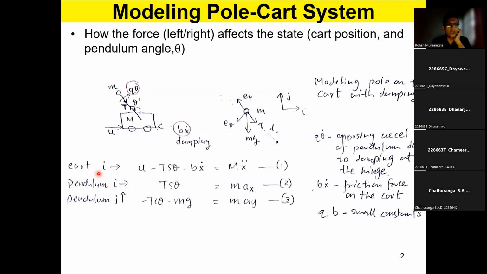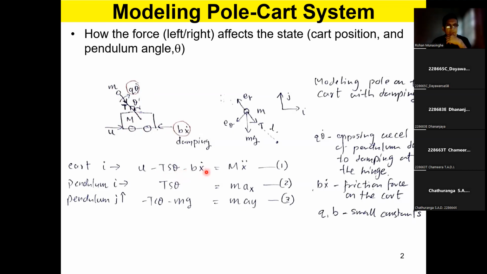Our first equation is for the cart in the I direction. I is this way, the horizontal direction. And we can write U, which is the driving force of the cart, minus T times sine theta. T is the force acting along the pole, right? Because when the mass is swinging, it tries to fly away. So this is like a pulling force on the cart. So it works that way, T. But sine theta, because it is the horizontal direction.